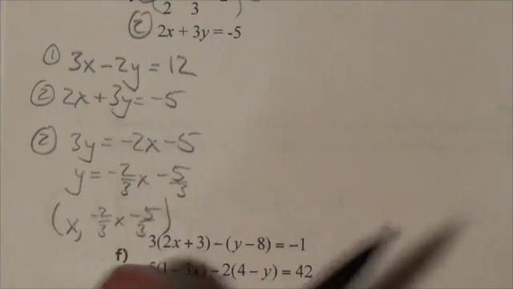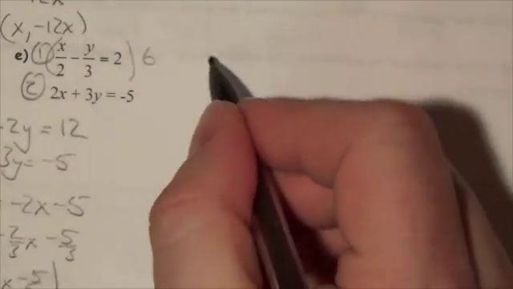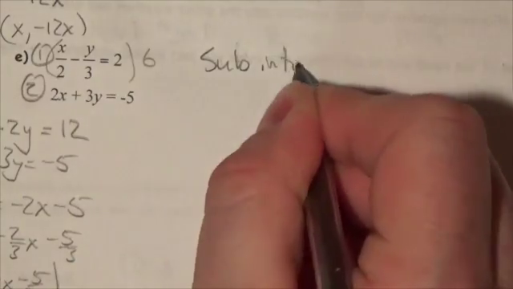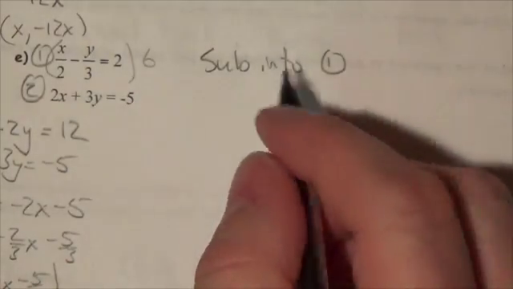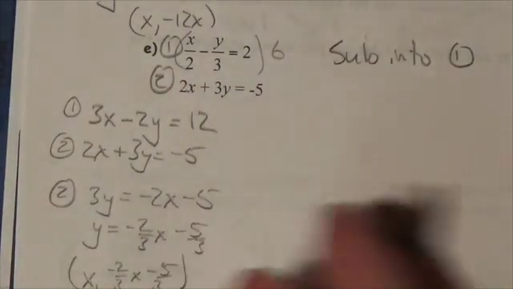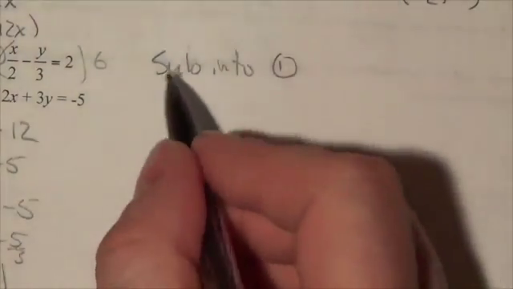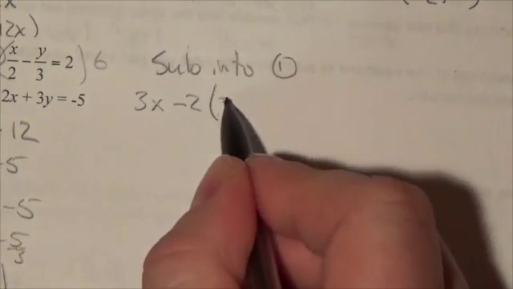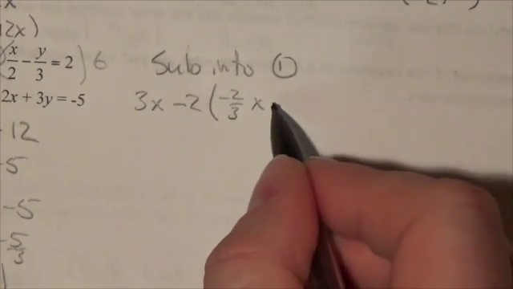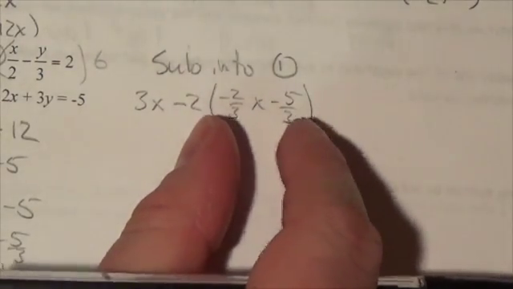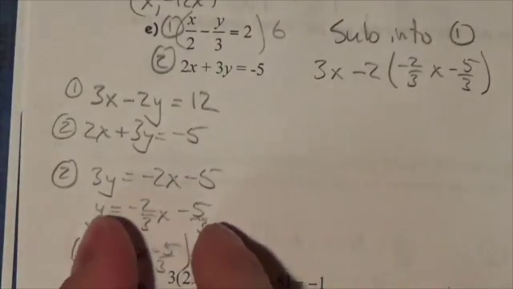Now, I got that from equation 2, so now we're going to substitute that back into equation 1. So we're going to sub into equation 1. So here we go. So equation 1 is going to look like this. Now I'm going to work with my pretty version of equation 1, not the ugly one. So this is going to be 3 times x minus 2 times, and here we go, negative 2/3 x minus 5/3. I put that all in parentheses so that I realize that all of this is y. That is the y coordinate.